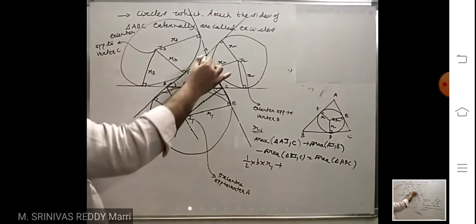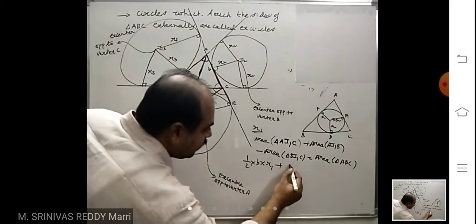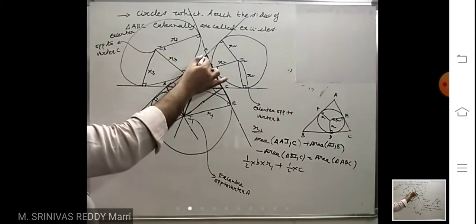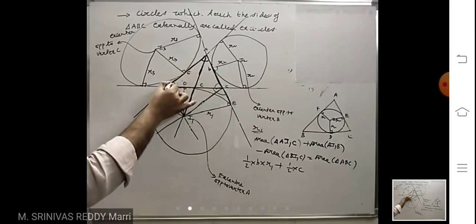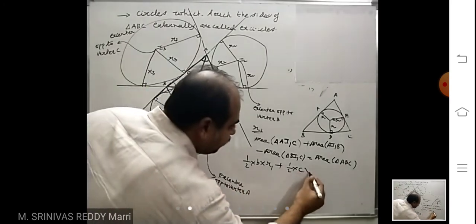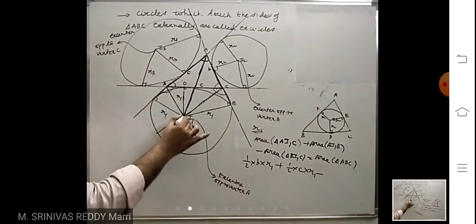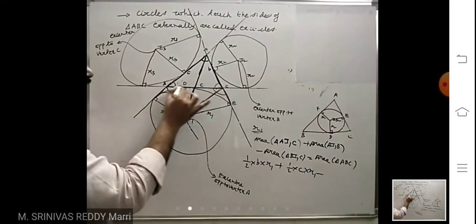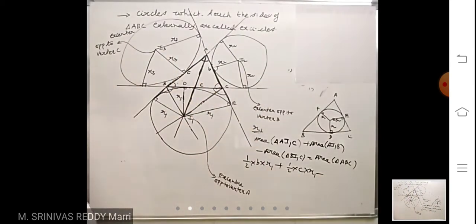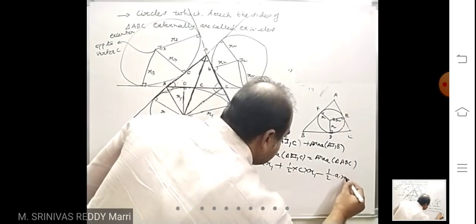Next, AI1B. What is the base for this? AB is c. Half into c into height. On AB extended, we drop a perpendicular from I1. This is the height, so half c into R1, minus BI1C. Look at this triangle BI1C: half base, where the base is BC, so half into a into R1.